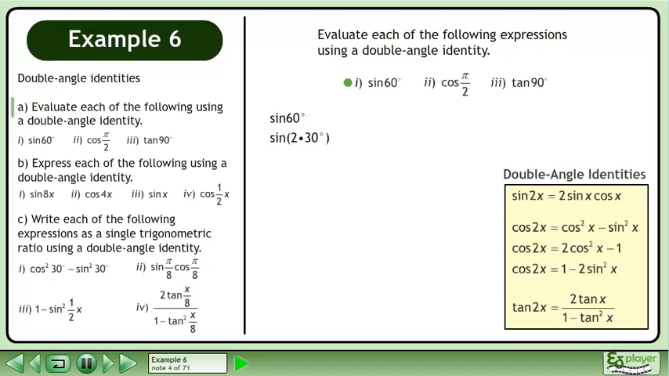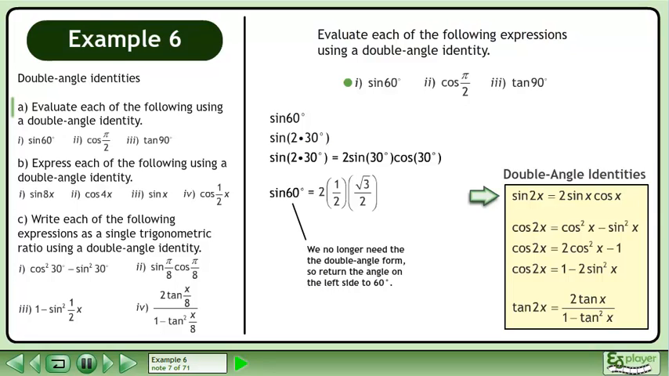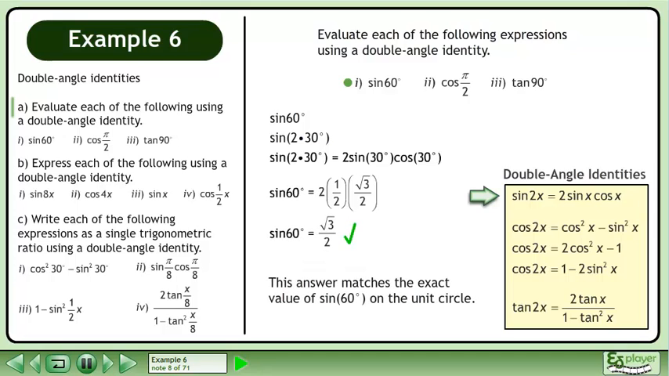Bring up the double angle identities. Use a double angle sine identity. Plug 30 degrees into the right side of the equation. Find the exact value of each trigonometric ratio. We no longer need the double angle form, so return the angle on the left side to 60 degrees. Simplify to get root 3 over 2. This answer matches the exact value of sine of 60 degrees on the unit circle.